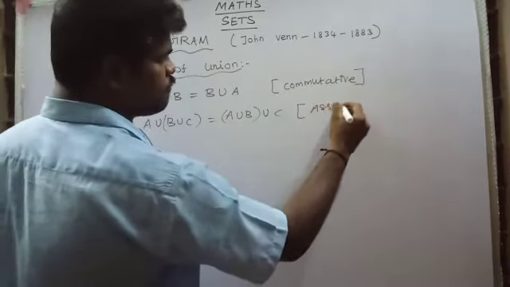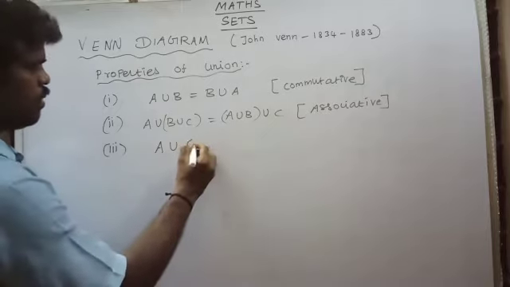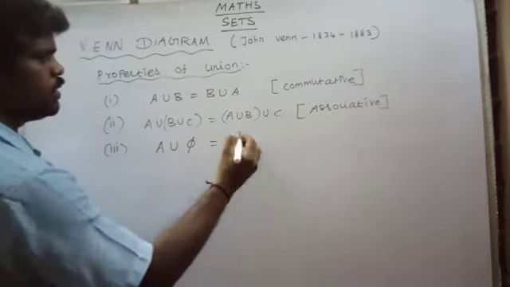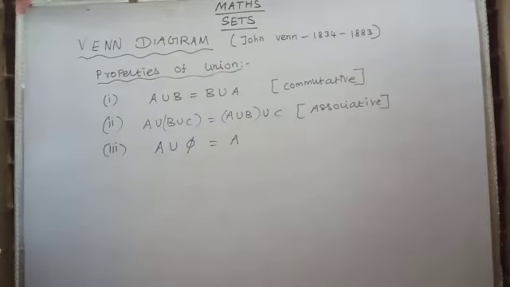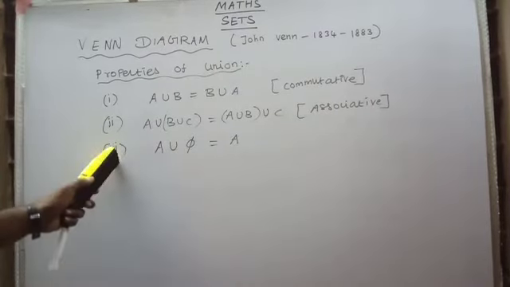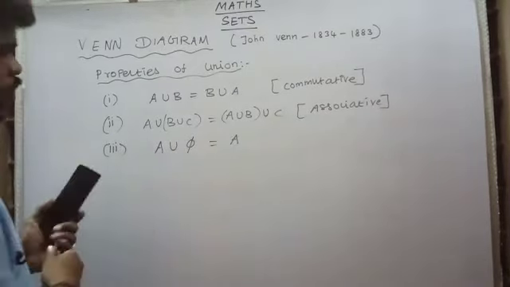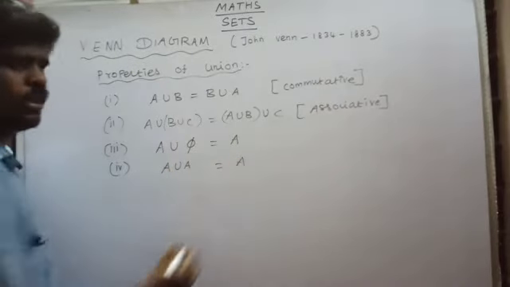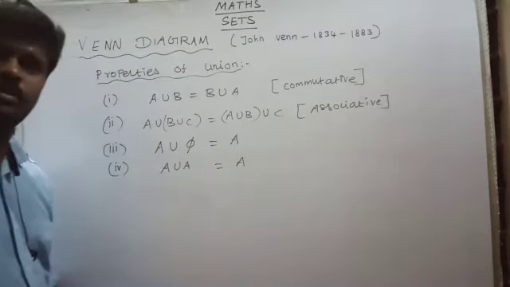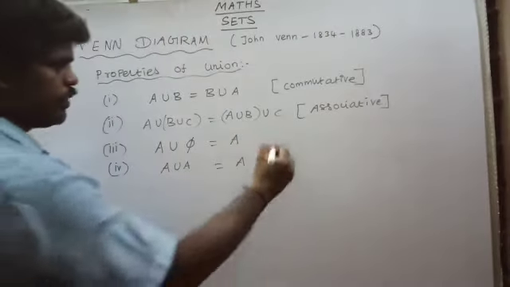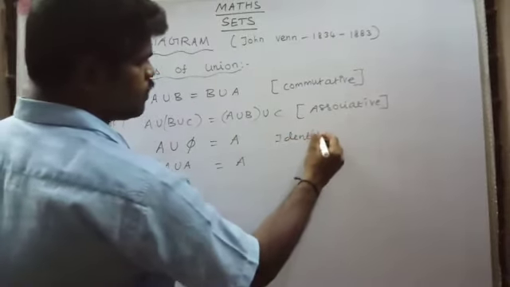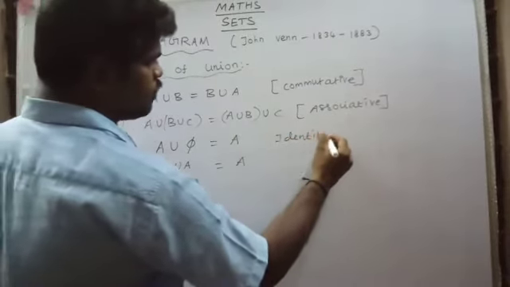And number 3, law of identity or identity property. The set A union phi is equal to A. And number 4, A union A equal to A. This is the idempotent property. This is the identity property, and this is idempotent.